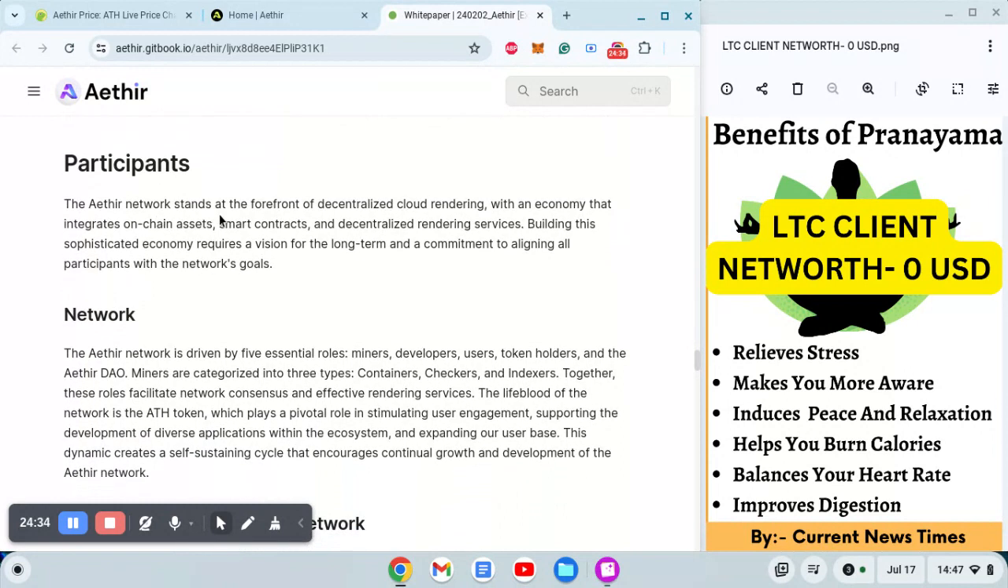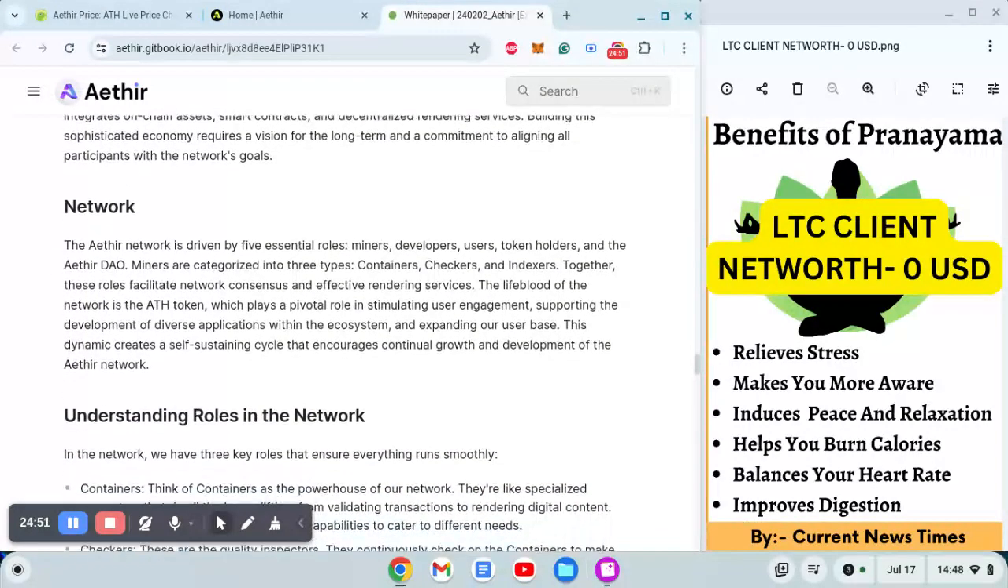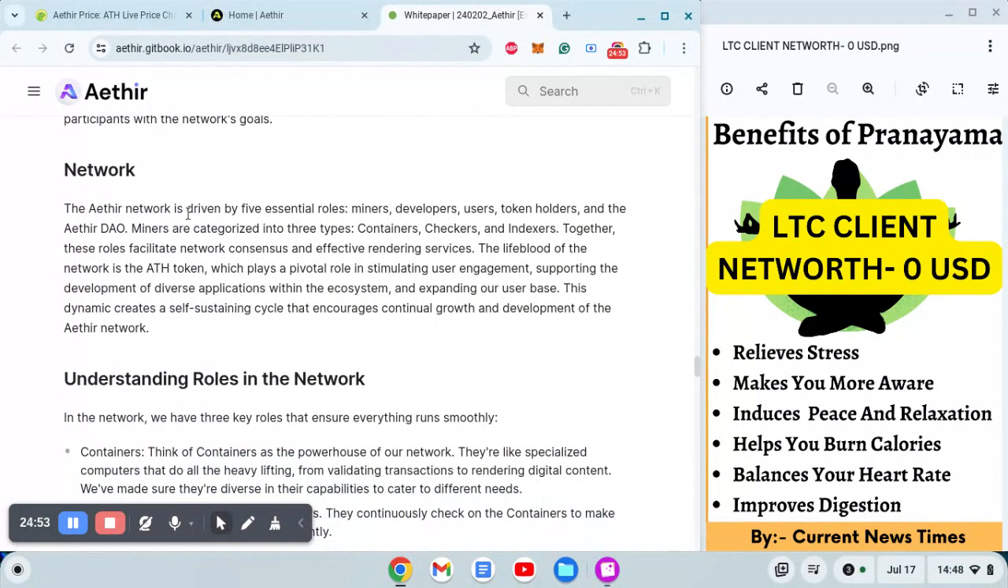The Aethir network stands at the forefront of decentralized cloud rendering with an economy that integrates on-chain assets, smart contracts, and decentralized rendering services. Building this sophisticated economy requires a vision for the long term and a commitment to aligning all participants with the network's goal.